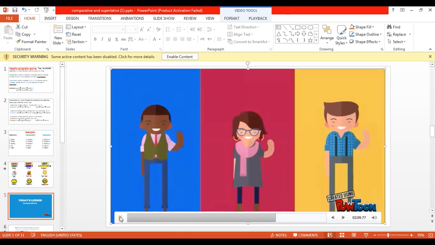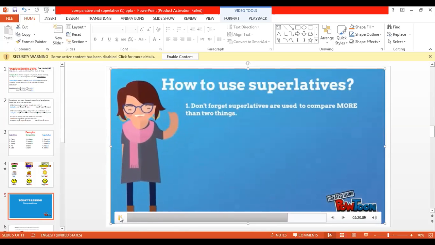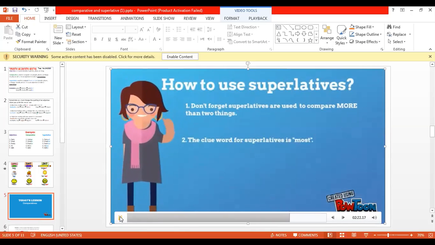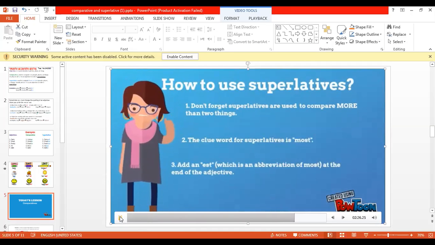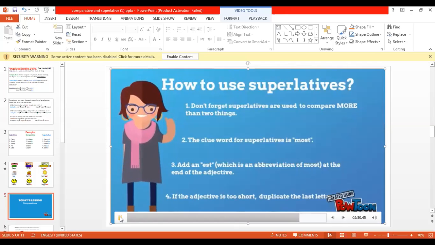Like comparing three people to see which one is the oldest, the youngest, and the tallest. How to use superlatives? First, don't forget superlatives are used to compare more than two things. The glue word for superlatives is must, add an est, which is an abbreviation of must at the end of the adjective, and if the adjective is too short, duplicate the last letter.